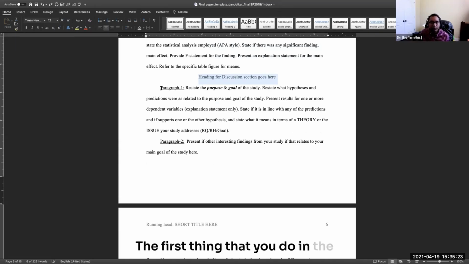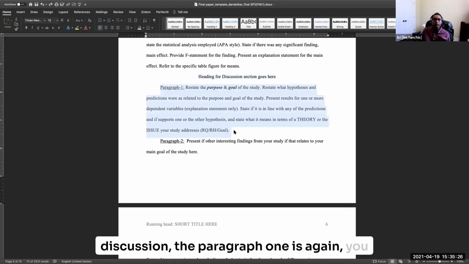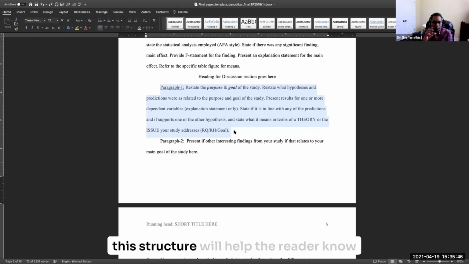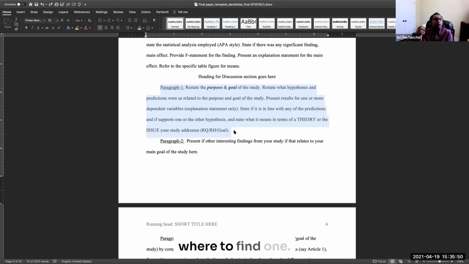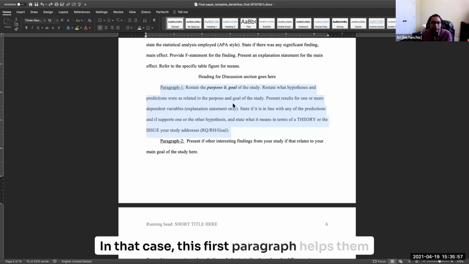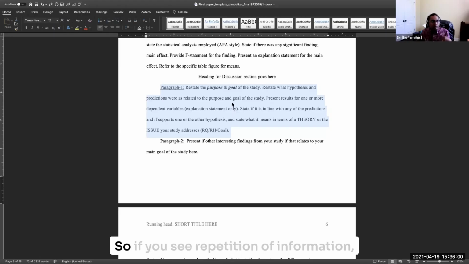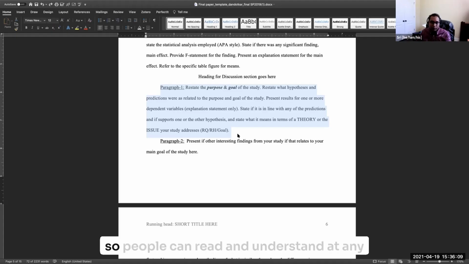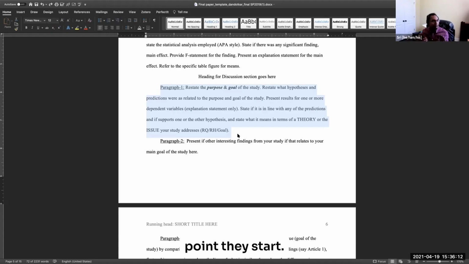The first thing that you do in the discussion, paragraph one, is again, you may think, what the heck? This is all a repetition. Now, keep in mind the reason why you repeat this information at several places is the structure of a research paper. Even if you take a journal article and read it, this is how it is structured. Why? This structure will help the reader know where to find what. People don't read the entire paper; they directly go to the discussion. In that case, this first paragraph helps them understand stuff, right? So if you see repetition of information, that's because this research article is structured in a way so people can read and understand at any point they start. That's why there is a repetition.